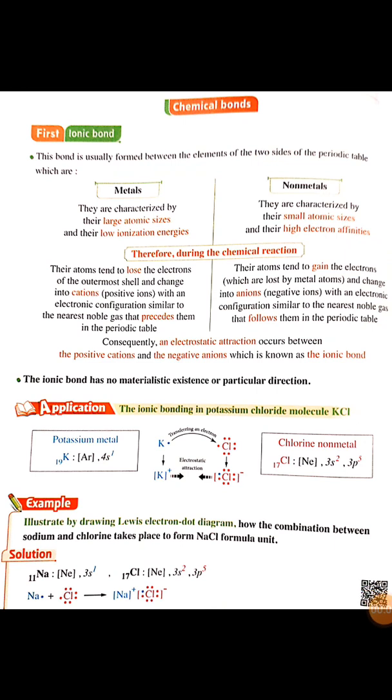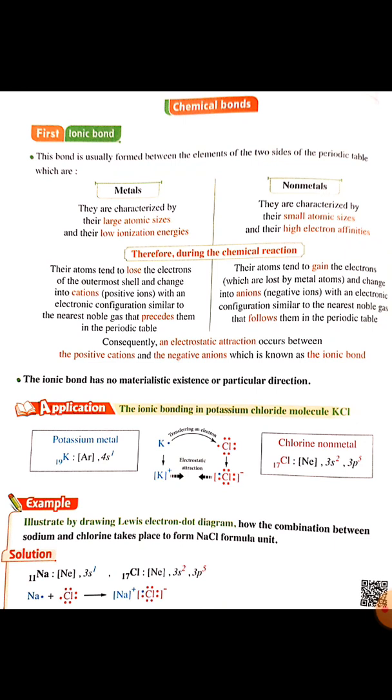You studied before that the ionic bond is a kind of electrostatic attraction between positive and negative ions. It's a bond that arises between a metal and a non-metal. Why? Let's revise. Metals are characterized by large atomic size and, as a result, low ionization energy. So they tend to lose valence electrons, forming positive ions, cations, whose electronic configuration is similar to that of the nearest noble gas that precedes them in the periodic table.